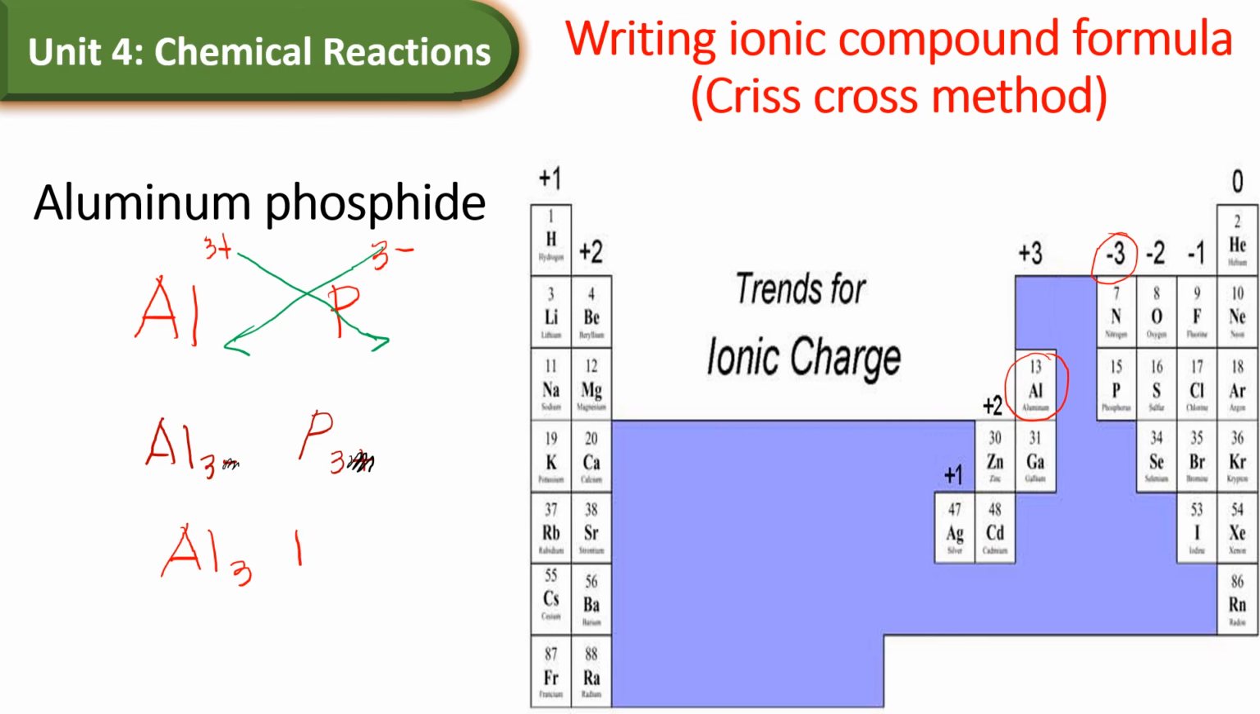Al3P3. Now, if you look at it here, you can reduce this one. 3 divided by 3, you can have 1. So this Al3P3 is not the simplest form because 3 is divisible by 3. So you will get the simplest form, which is 1. So the final answer for this one will be AlP.